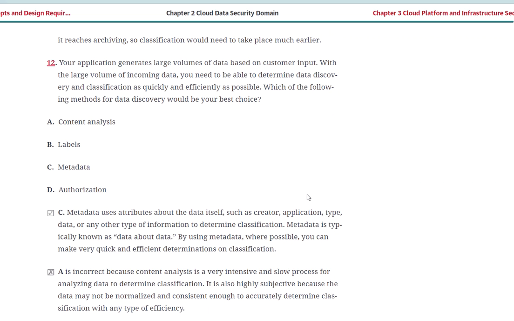Question 12. Your application generates large volumes of data based on customer input. With the large volume of incoming data, you need to be able to determine data discovery and classification as quickly and efficiently as possible. Which of the following methods for data discovery would be your best choice? And the correct answer is C, metadata.